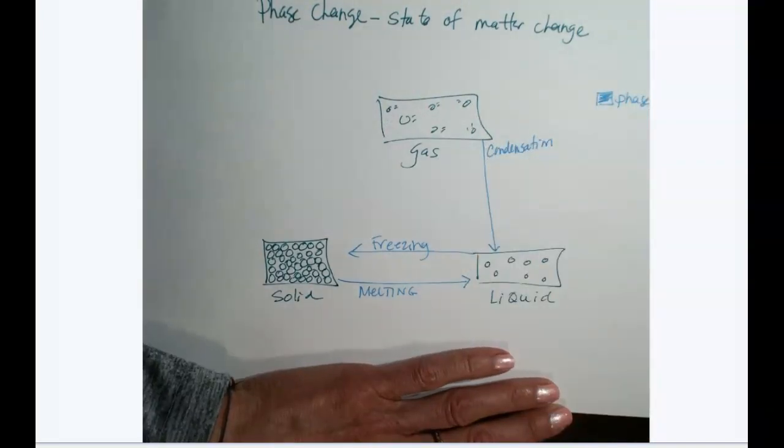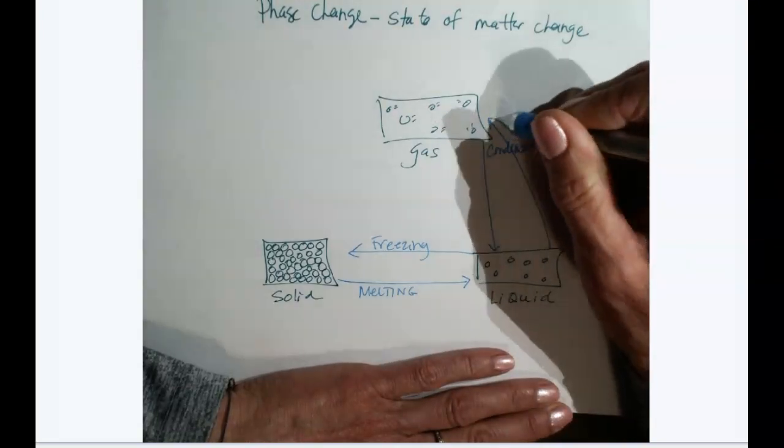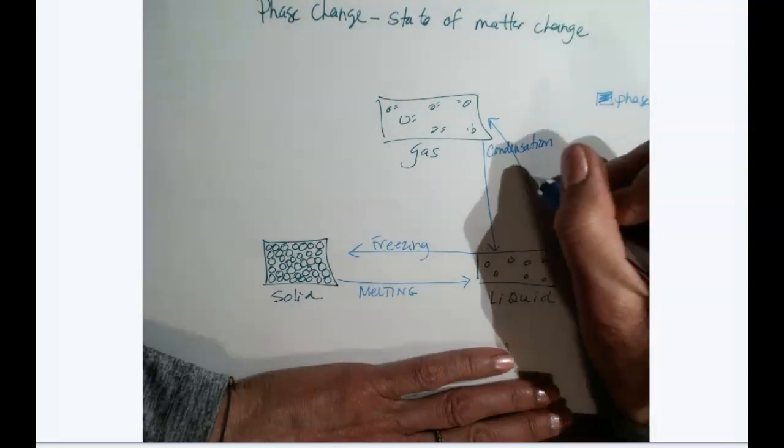I'm sure you guys have seen that before. If you get a warm glass, pour ice and water into it, on the outside of the glass it gets very wet and you see droplets. That's condensation. If I am going from a liquid to a gas, this has two names. So this phase change or state of matter change from a liquid to a gas goes by two things.